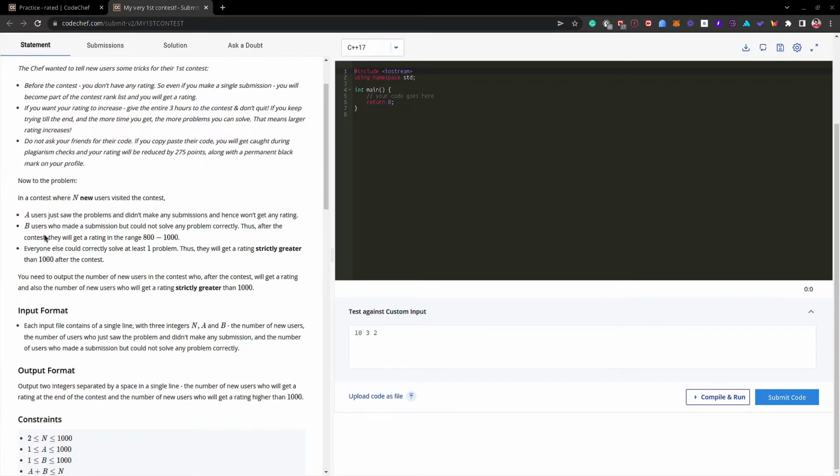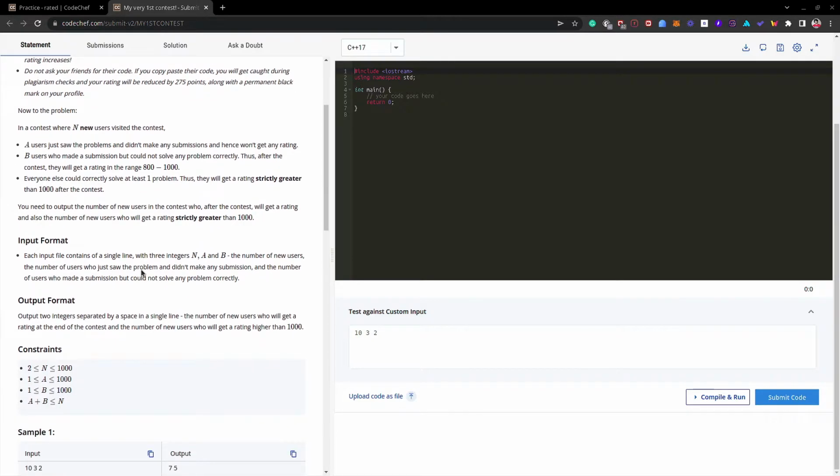Now the problem, okay, there's the problem. A user who just saw the problem and didn't make any submission does not get any rating. The user who made a submission but couldn't solve any problem correctly will, after the contest, get a rating in the range of 800 to 1000. Everyone else could correctly solve at least one problem, thus they get a rating. Okay, we have to rate those contestants.